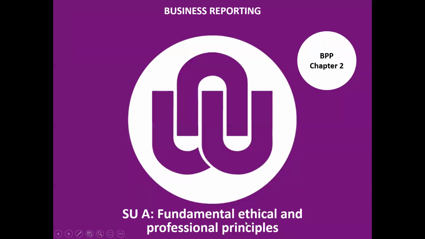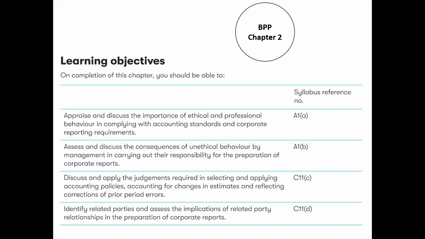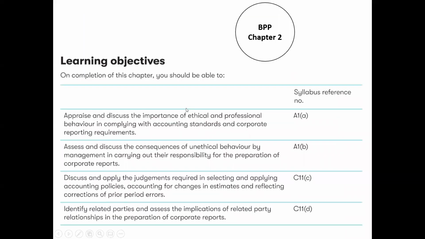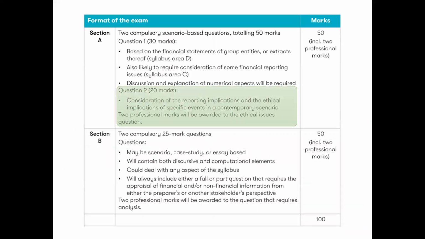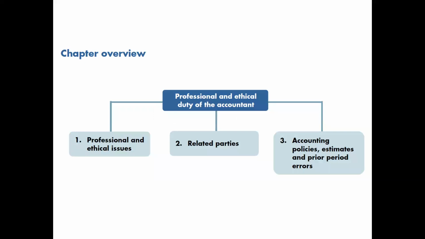So when we look at fundamental ethical and professional principles, you need to see that it's asked normally within question 2 with 20 marks in the examination. So it is in section 4A, question 2 normally asked. You need to see it's built into 3 parts. It's the professional and ethical issues, number 1. So there's certain things you need to understand under the professional and ethical issues.